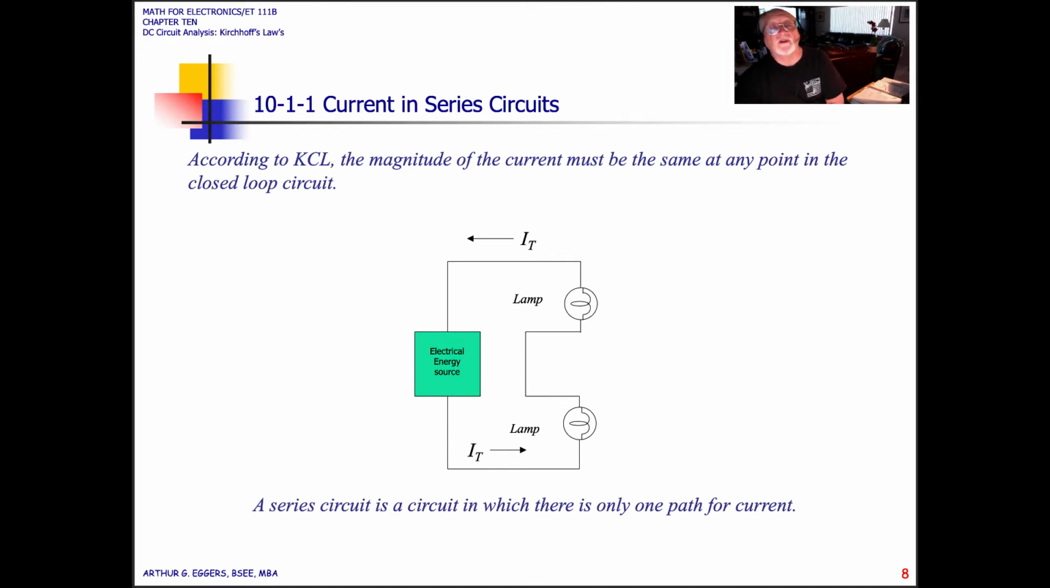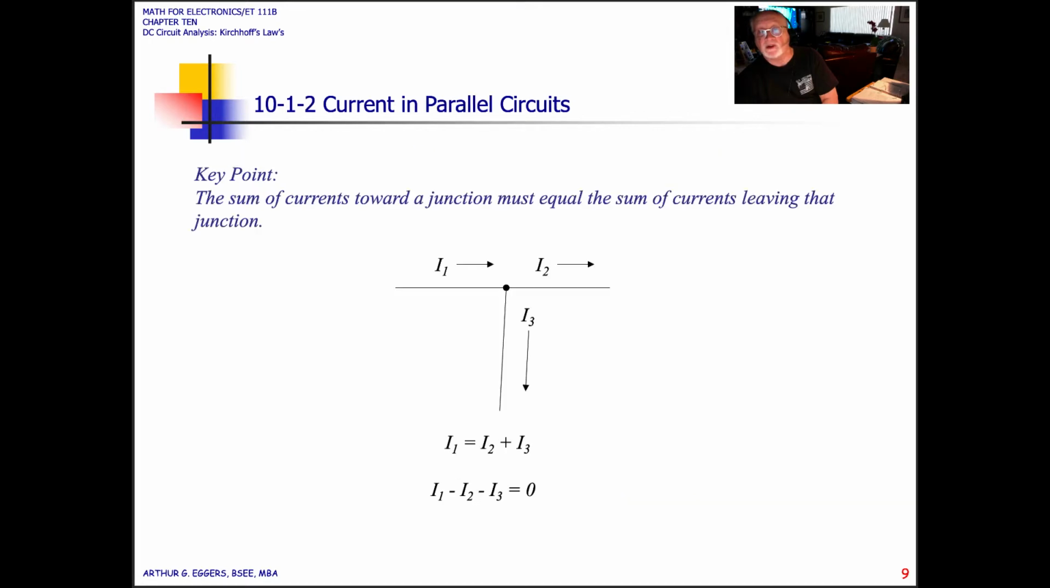According to Kirchhoff's current law, the magnitude of the current must be the same at any point in a closed loop. Looking at this simple circuit, where we have a couple of lamps, we've got a source identified by the amount of voltage, and we have the amount of current that voltage produces flowing through the lamps and back into the source. For a series circuit, there is only one path for current. We will later see that the current can be divided up and create values that are less than the total amount that we started with.